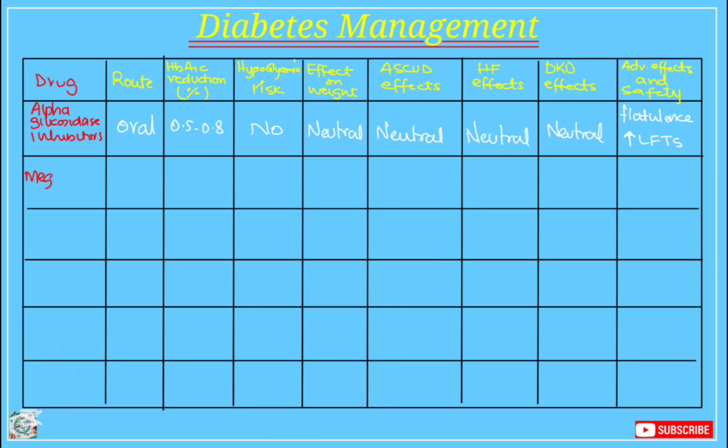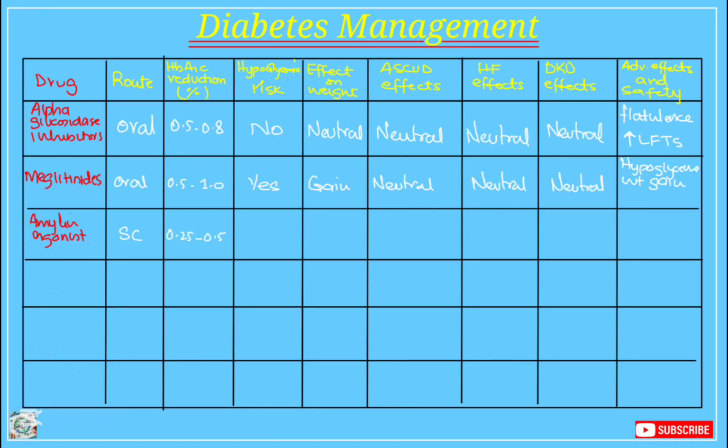Then there are meglitinides. These oral medications lower the HbA1c by about 0.5 to 1%, but they do come with the risk of hypoglycemia. They also cause weight gain. They don't have any major effects on heart disease, heart failure, or kidney disease. But their main downside is that, just like sulfonylureas, they can cause low blood sugar and weight gain. And finally, pramlintide, an amylin agonist. This one is a subcutaneous injection that lowers the HbA1c by about 0.25 to 0.5%.